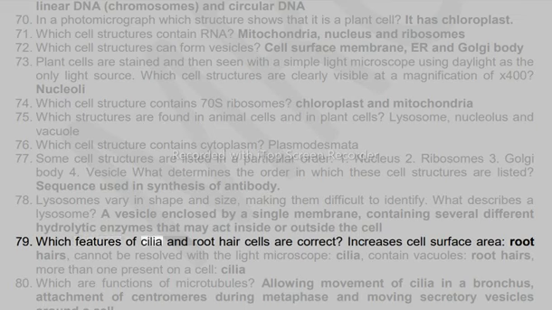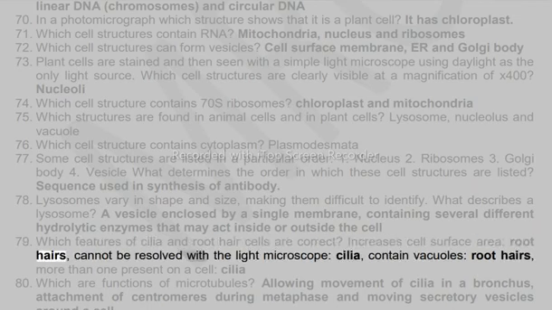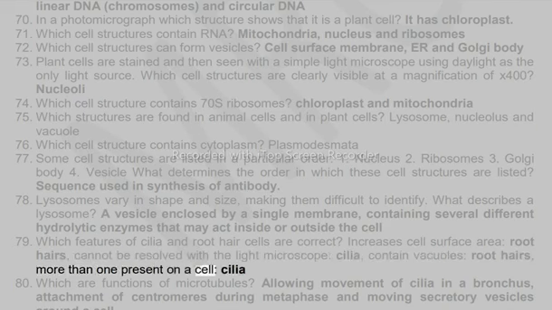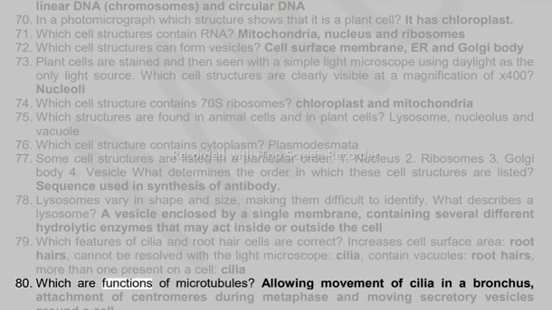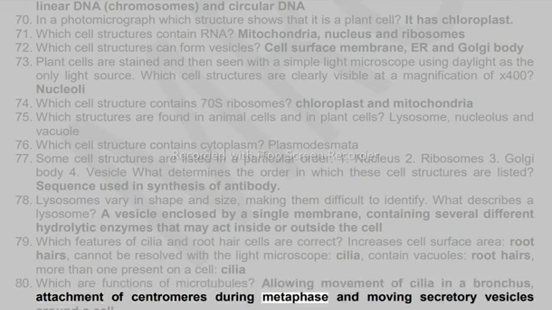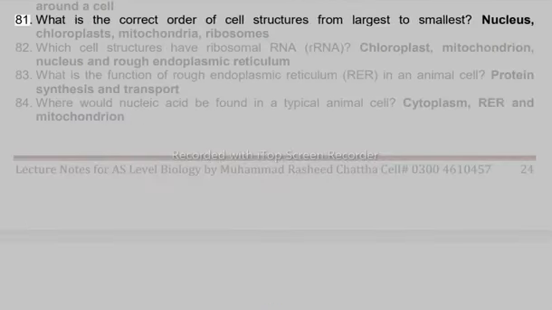79. Which features of cilia and root hair cells are correct? Increases cell surface area. Root hairs cannot be resolved with the light microscope. Cilia contain vacuoles; root hairs, more than one present on a cell. Cilia. 80. Which are functions of microtubules? Allowing movement of cilia in a bronchus, attachment of centromeres during metaphase and moving secretory vesicles around a cell.